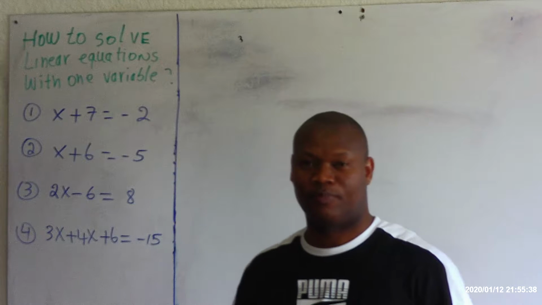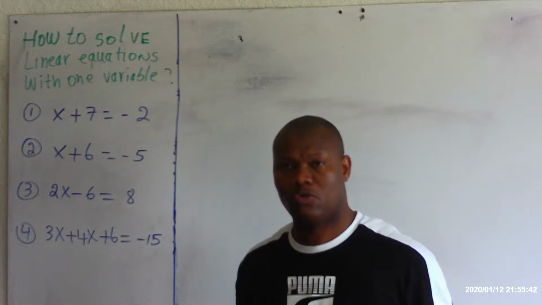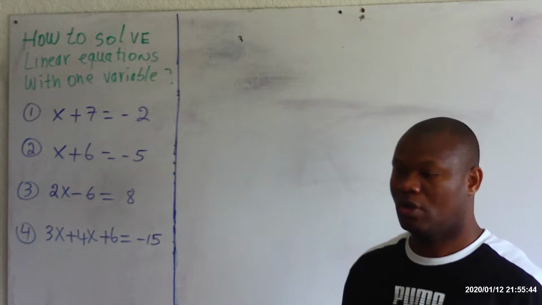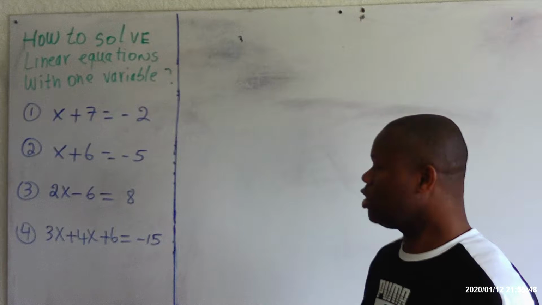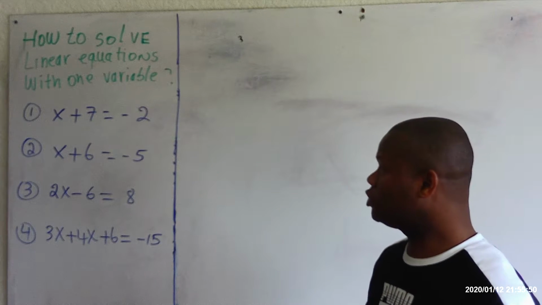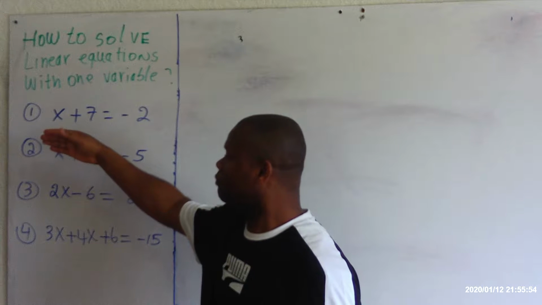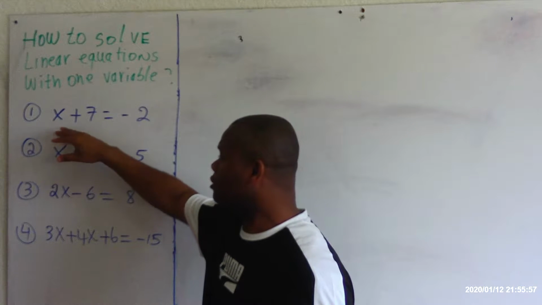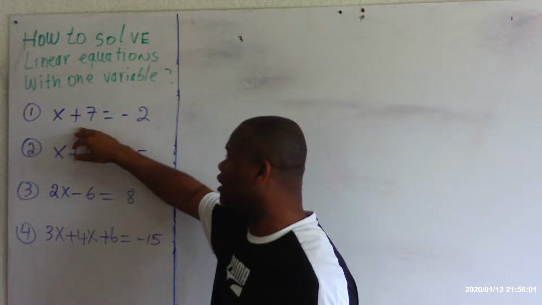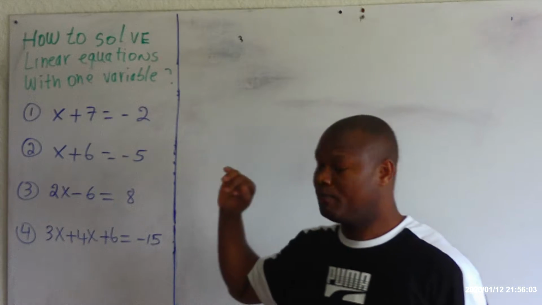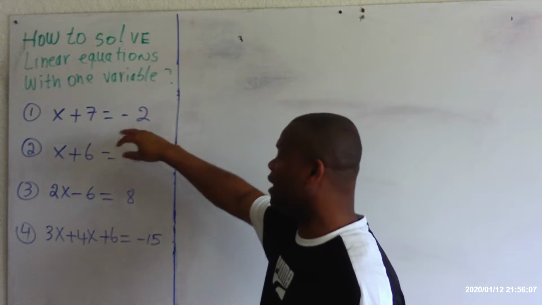Good afternoon. Today in this video I'm going to teach you how to solve a linear equation with one variable. What is the goal to solve a linear equation? To solve a linear equation, the goal is to find x. X is the objective. We're going to use strategies in order to solve for x by subtracting or adding the variables. Okay? So, for example, we have x plus 7 equals negative 2.